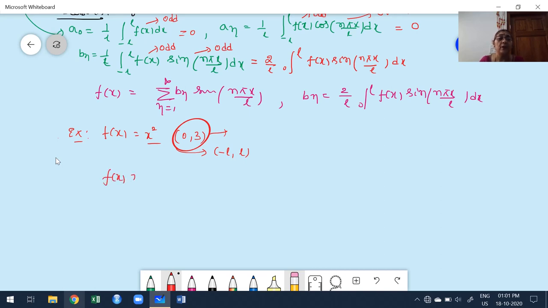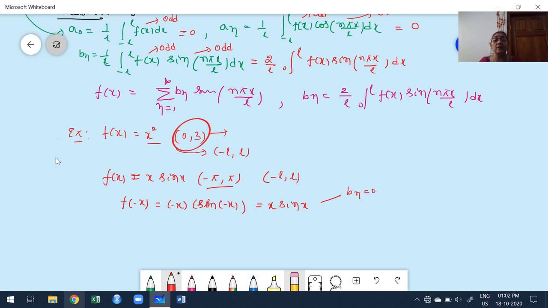Suppose f of x is equal to x into sine x over the interval minus pi to pi. Yes, the interval is in the form of minus L to L. Now before constructing the Fourier series, we have a right to go for even or odd. First you have to verify even or odd. How to verify? Replace x by minus x: minus x into sine of minus x. Sine of minus theta is minus sine theta, minus into minus is plus, so we get x sine x. The given function is an even function, so which value is 0? bn is 0. While constructing the Fourier series, you have to find a naught and an using the formula 2 by L, 0 to L. Again I am going to explain this.